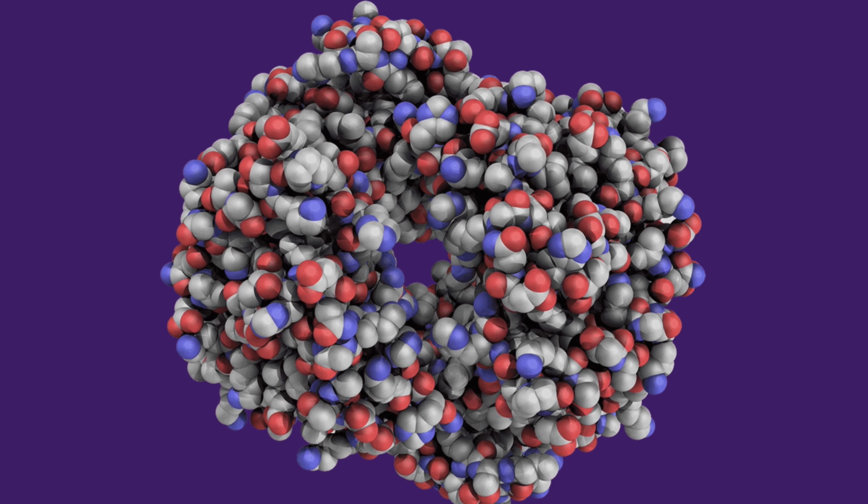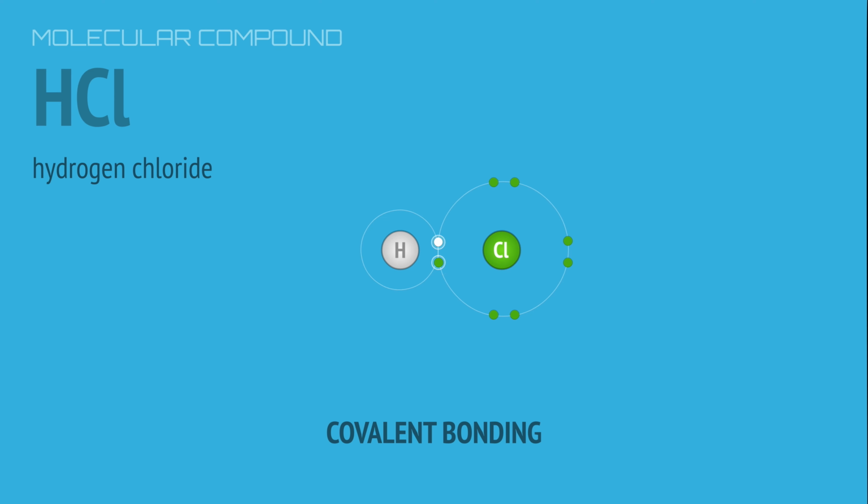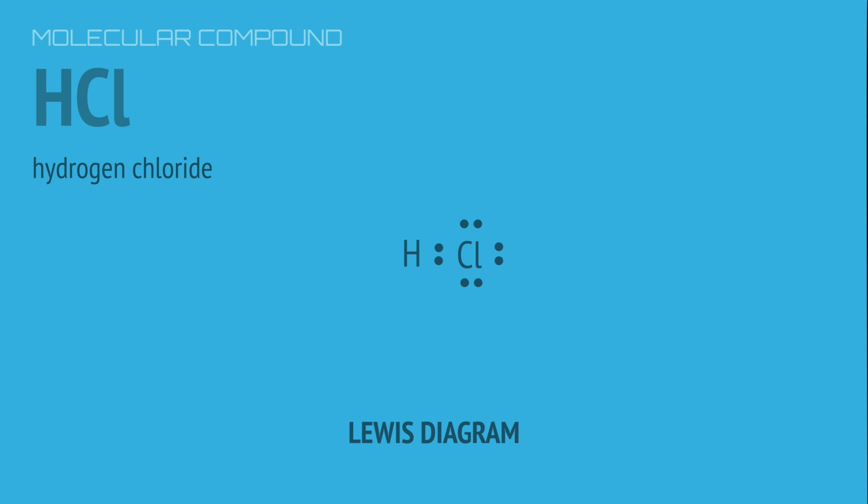Chlorine is in group 17, so it has 7 electrons in its outermost shell. This third shell holds 8 electrons, so chlorine needs one more electron. Both atoms complete their shells by sharing a pair of electrons. The hydrogen atom now has 2 electrons, and chlorine has 8 in its outer shell. This Lewis diagram shows how the outer electrons are involved in the molecule. The shared pair of electrons is drawn as a line to represent a single covalent bond.